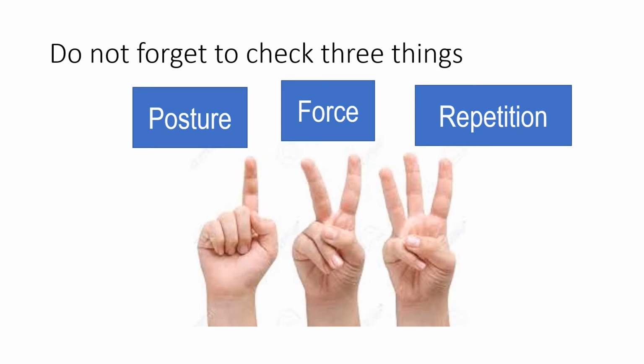You learned that three things are important in designing the workplaces in respect of the anatomical problem or musculoskeletal disorders. One is the posture, the second one is the amount of the force, and the third one is the repetition. For every design of workplace or every redesign of a workplace, you need to consider these three things.